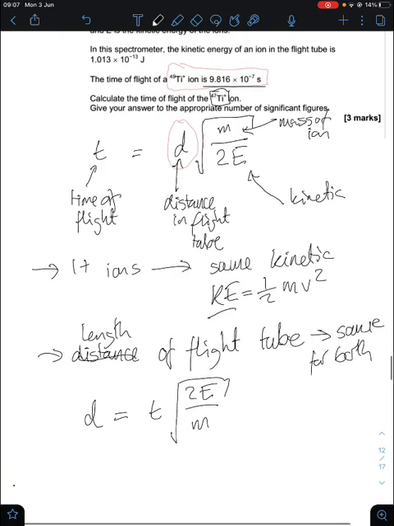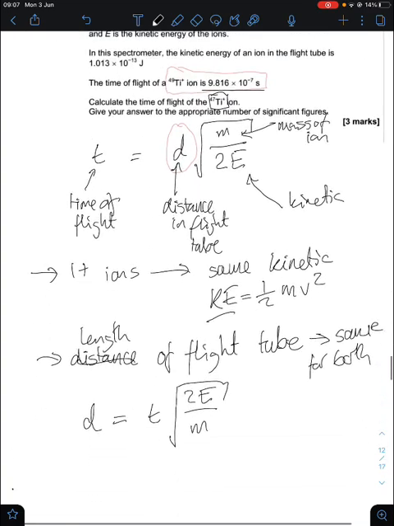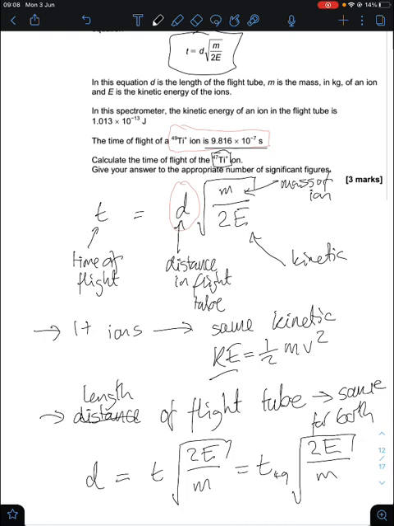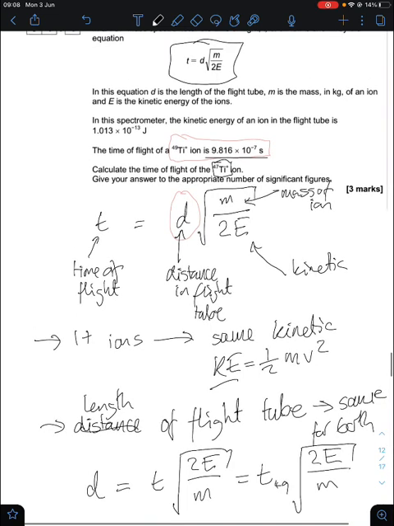Okay, so the crucial part here is we're able to solve for this distance using the time of flight of the 49 ion. Okay, so the time of flight of the 49 ion, we know. The kinetic energy we know, and the mass we're going to calculate shortly, the mass of each ion. So you're completely fine to put this into your calculator, work out a value for this distance, and then go back to our equation 1 at the top here to solve our time of flight.